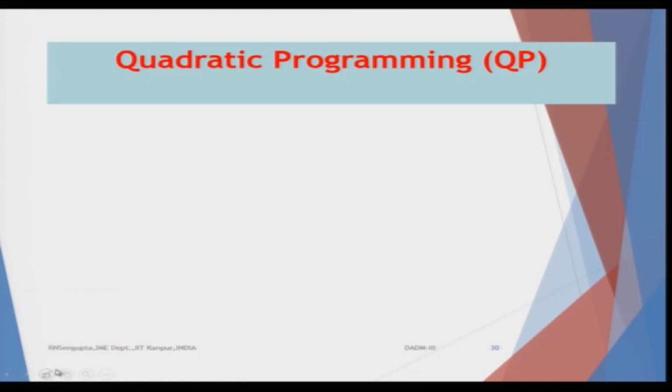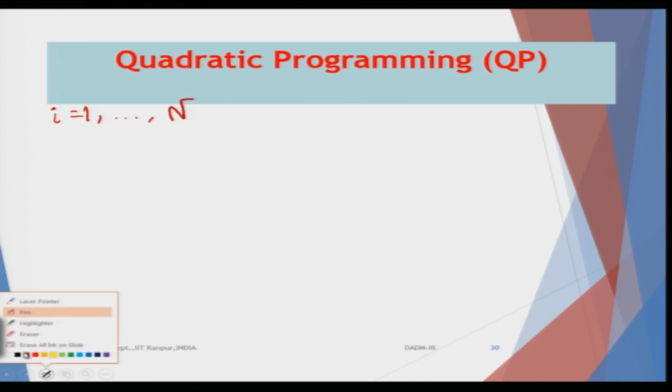So, you have i equal to 1 to capital N or small n, whatever it is. I will use the black color to write, then I will highlight it in order to bring in the concept of the yellow color and the green color which was being used.